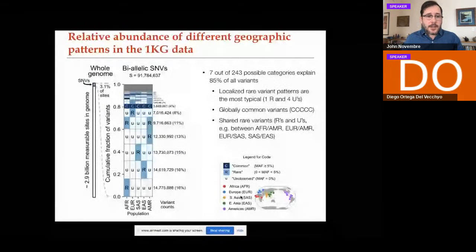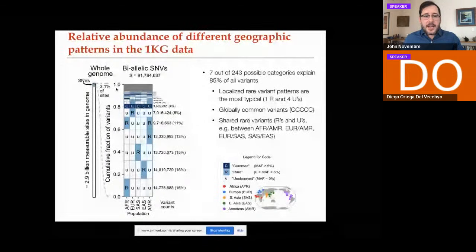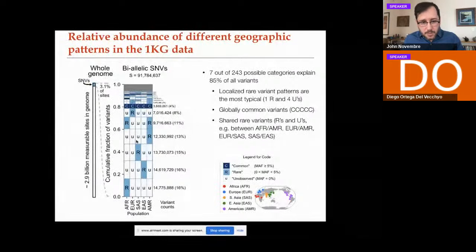On the left is a representation of the whole, in the sense that there are 2.9 billion measurable sites in the genome that are assayable using sequencing technologies. Of these, 3% are single nucleotide variants. And of those, we can break the fraction up by their GeoVar codes. We see 16% of them are rare in Africa, absent everywhere else. Another 16% rare in East Asia, absent everywhere else. 15% rare in South Asia. Another 13% rare in the Americas.